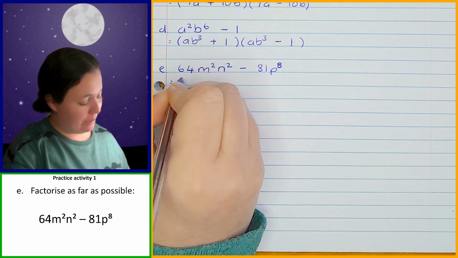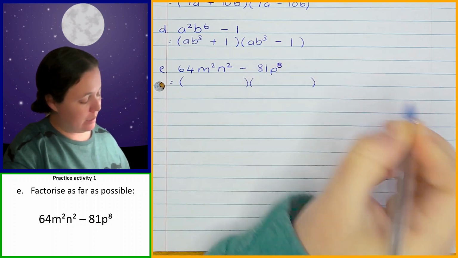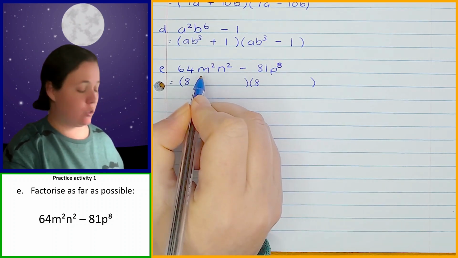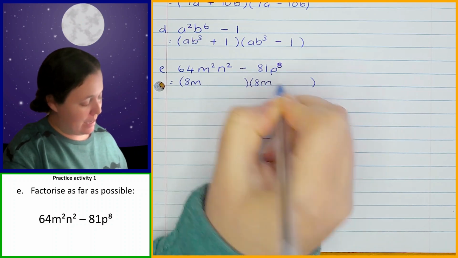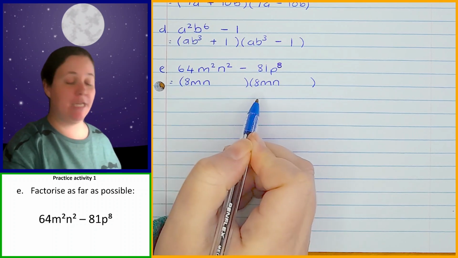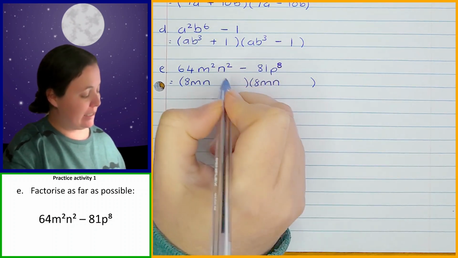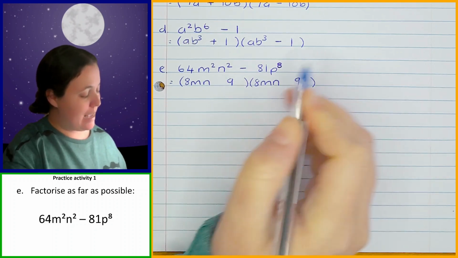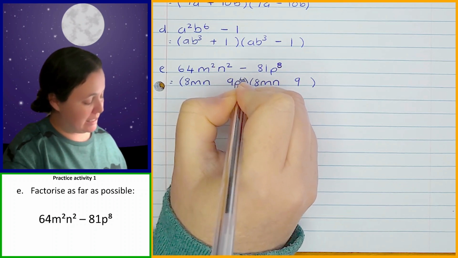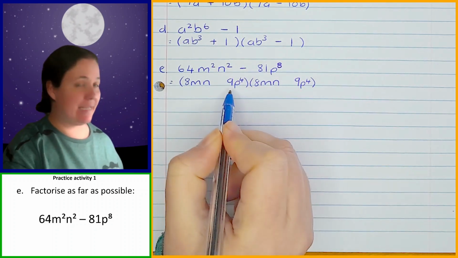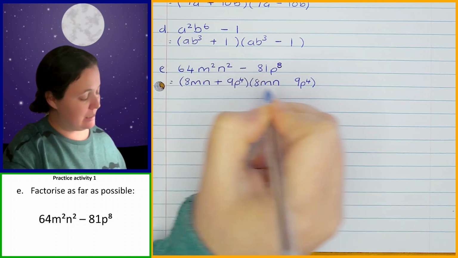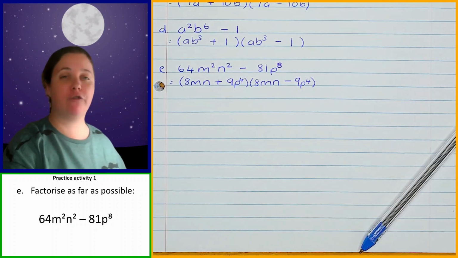So I start off again by writing my two sets of brackets. The square root of 64 is 8. The square root of m squared is m, and the square root of n squared is n. So I get 8mn as the first term in each bracket, and then the square root of 81 is 9, and the square root of p to the power of 8 is p to the power of 4, because I divide that exponent by 2. So I get 9p to the power of 4 as the second term in each bracket, and then one bracket gets a plus and the other one gets a minus, and that's what you should have got for question E.